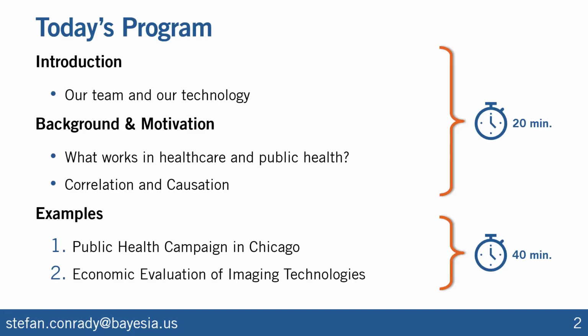Let me start off by taking you through today's program. I'll quickly introduce our team and our technology. Then I'll provide some motivation and background for today's examples. While we're talking specifically about healthcare and the public policy domain, it is ultimately all about distinguishing correlation and causation. And for that purpose, we'll have two examples to illustrate that.